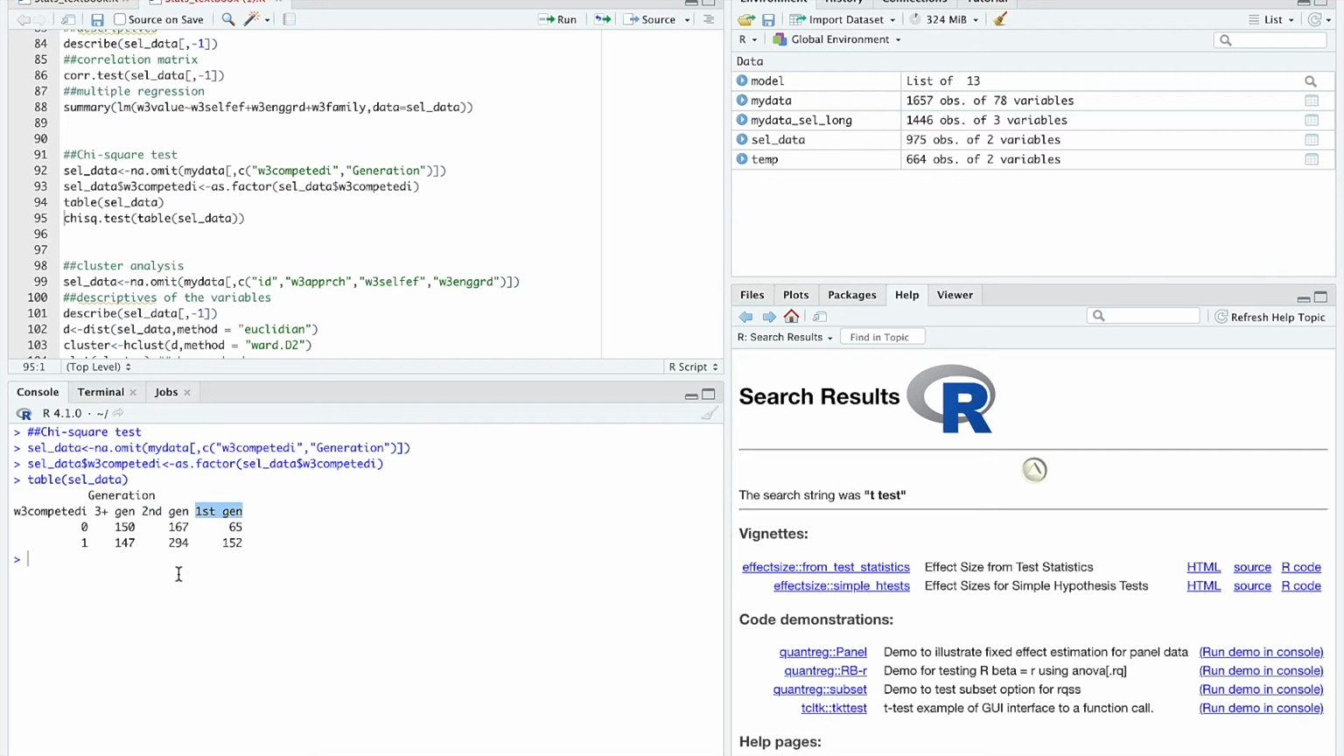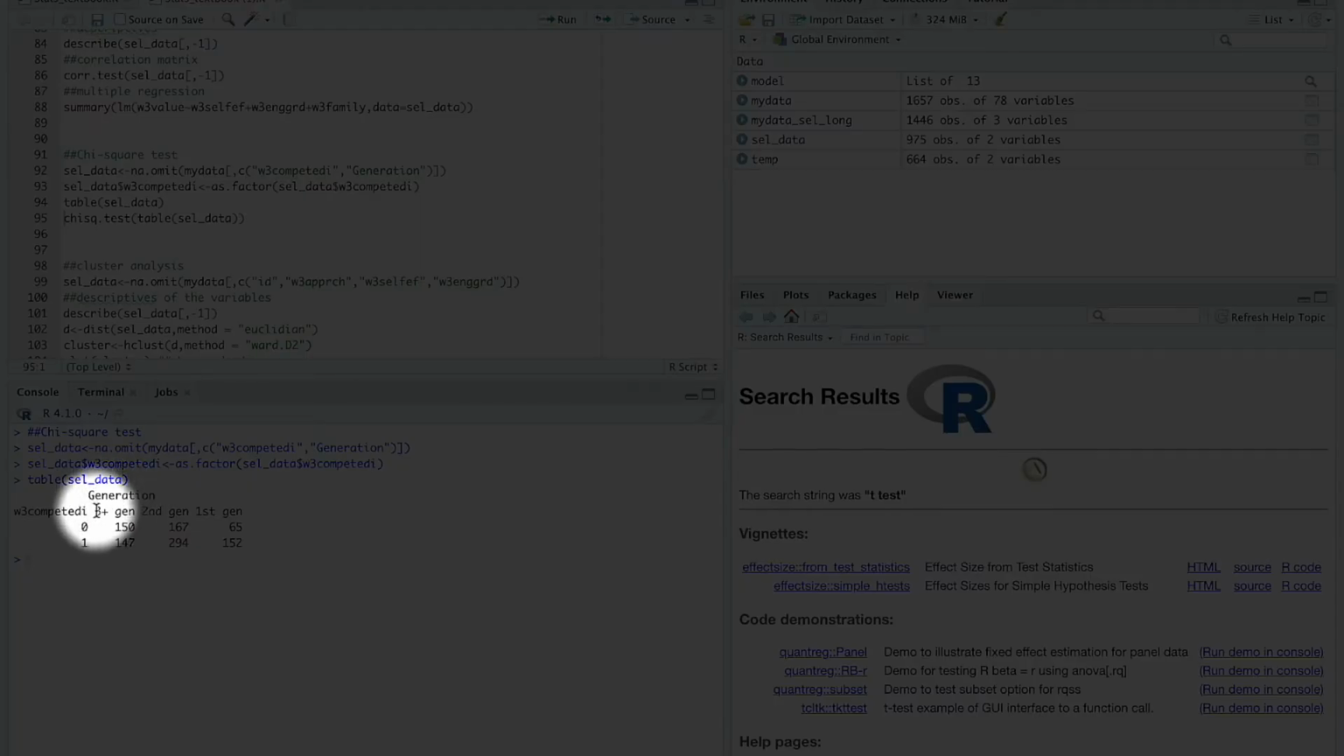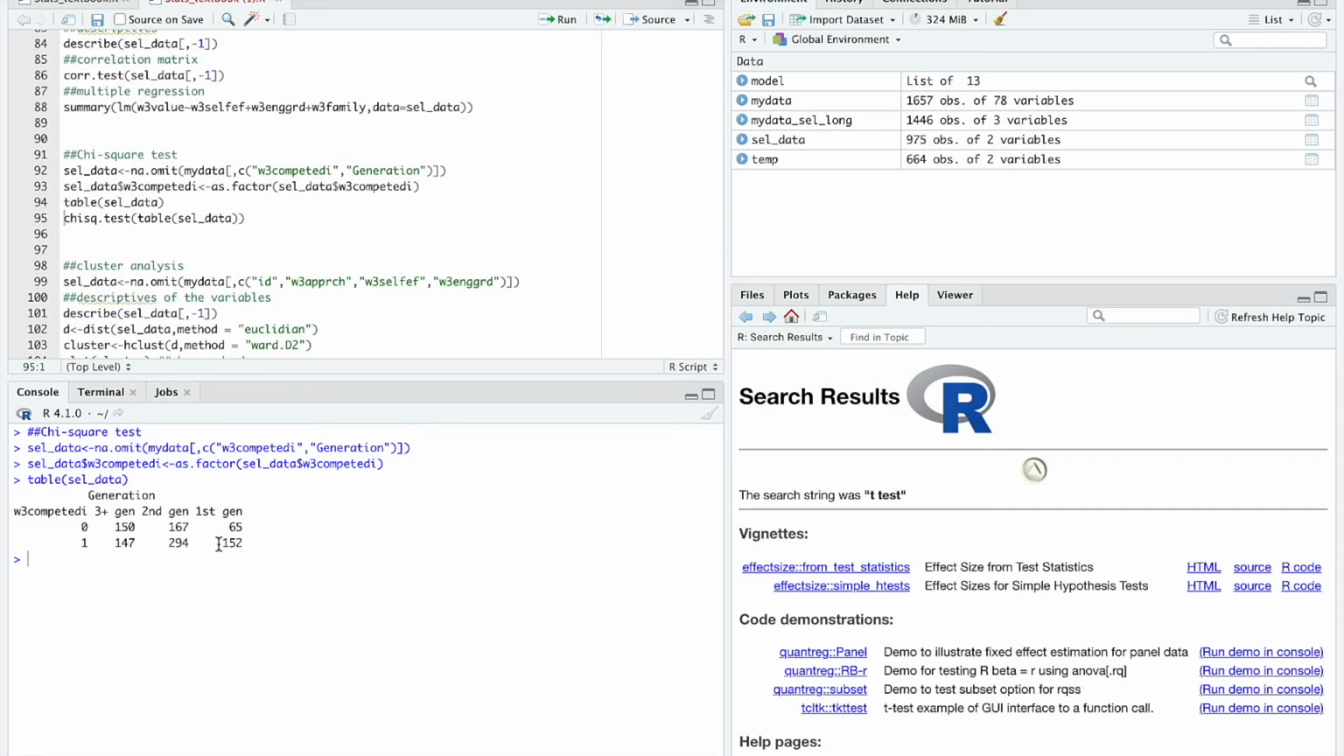And what we can see when we look at this is that in this third generation column, there's roughly an equal number of students in the low competition and the high competition groups, 150 to 147. So those are pretty equal. In the second generation category, we can see that there are almost twice as many students in the high competition group as the low competition group. And in the first generation column, we can see that disparity is even bigger. About 2.5 times as many people in the first generation group are in the high competition group as compared to the low competition group.